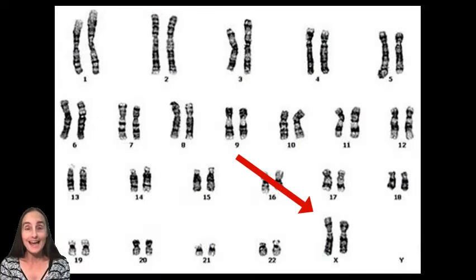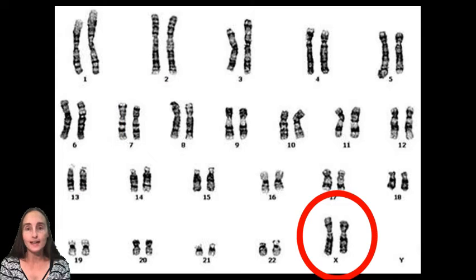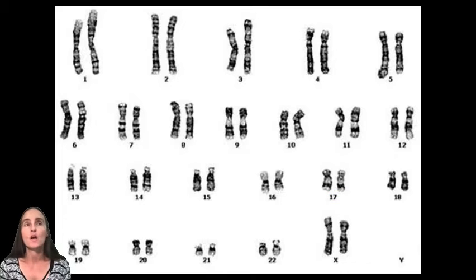And then if you are XX, you have a homologous pair. So males have a non-homologous pair because the X and the Y do not code for the same traits. And if you are a female, then you have XX. And so we are looking at traits that are carried on the X chromosome, and we call those sex-linked traits. Sometimes you'll hear them called X-linked traits because they're linked to the X chromosome. But typically we call them sex-linked traits.